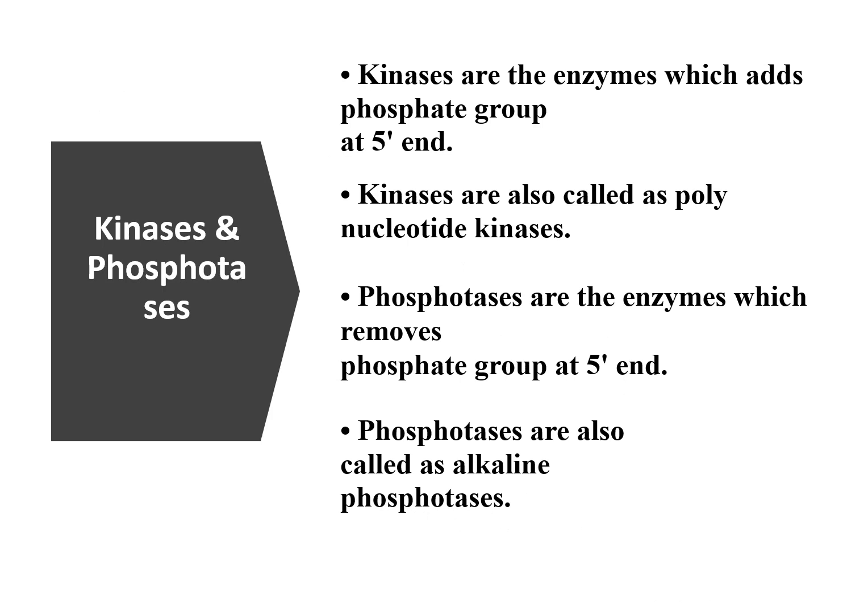Kinases and phosphatases. Kinases are the enzymes which add a phosphate group at the 5 prime end. Kinases are also called polynucleotide kinases. Phosphatases are the enzymes which remove the phosphate group at the 5 prime end, and they are also called alkaline phosphatases. As you can see above, protein kinases are involved in this ATP, ADP.